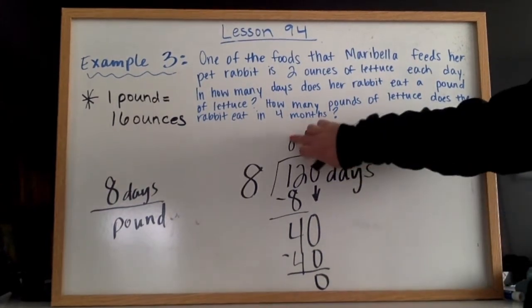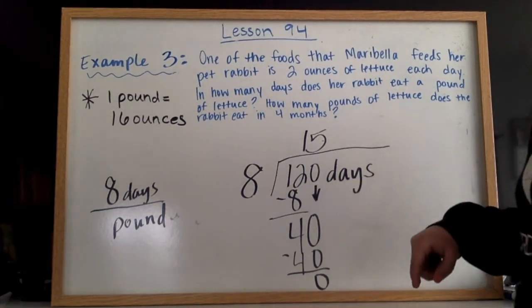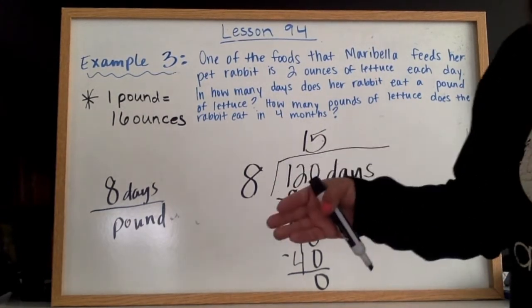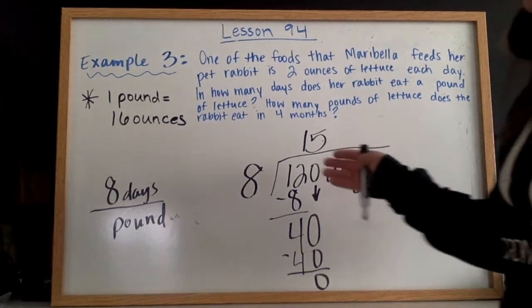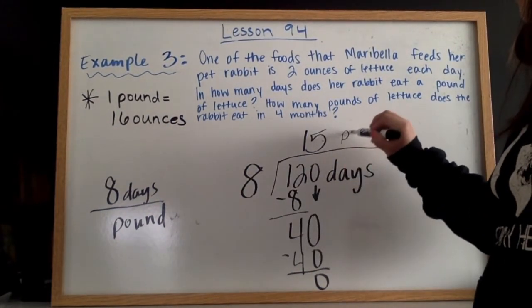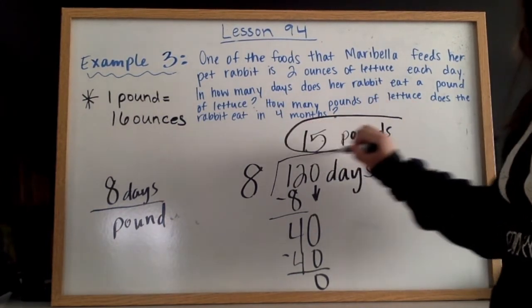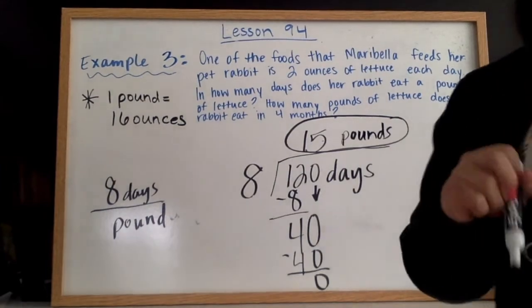So we're done. So, in those 120 days, when we split them up into 8 days, that was actually splitting it up into pounds. Okay? So we have 15 pounds that this rabbit will be able to eat in about 4 months.